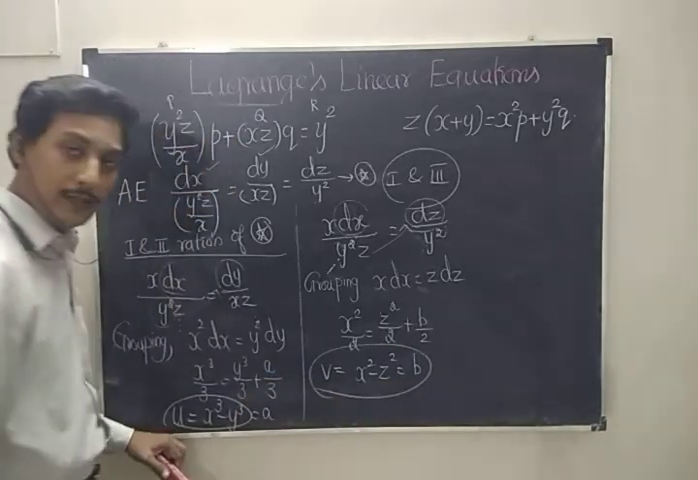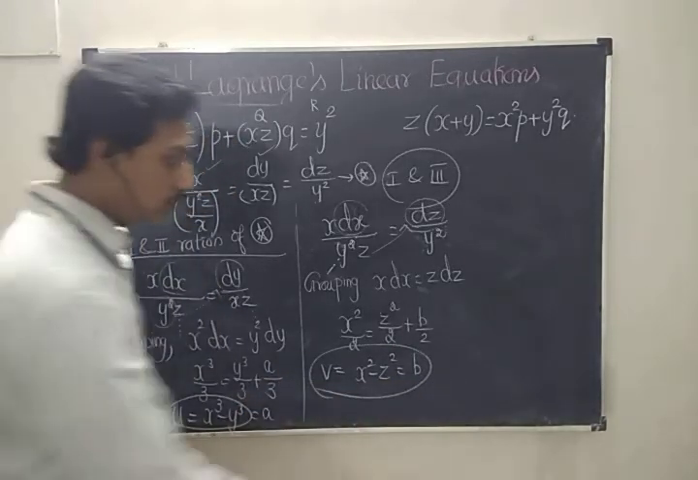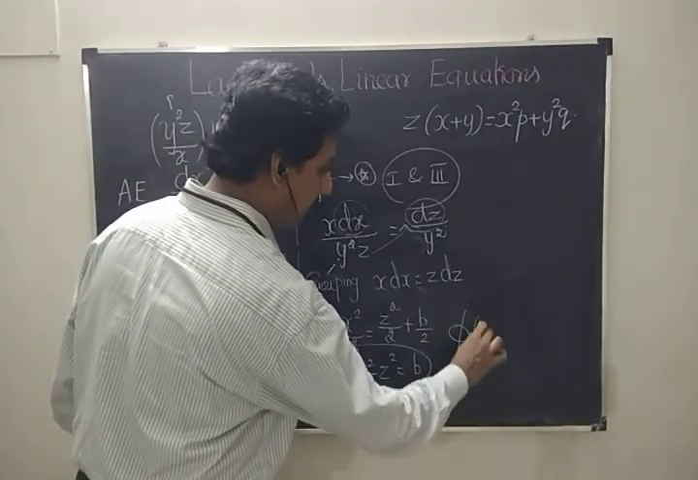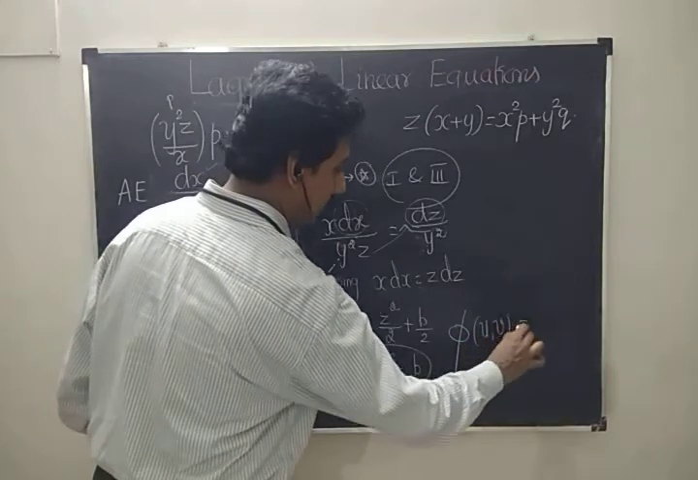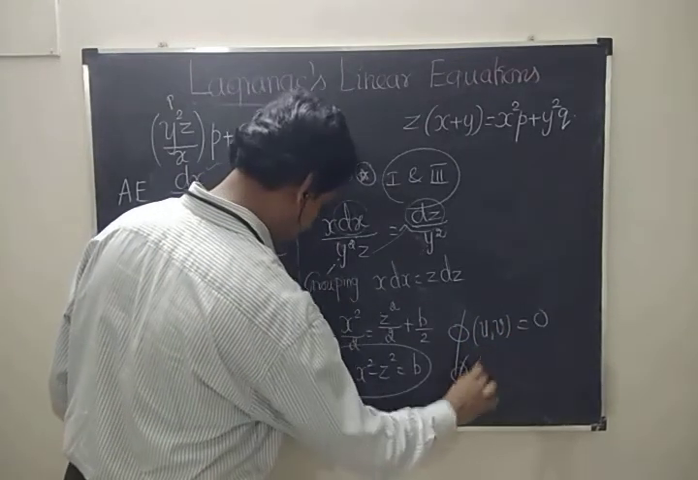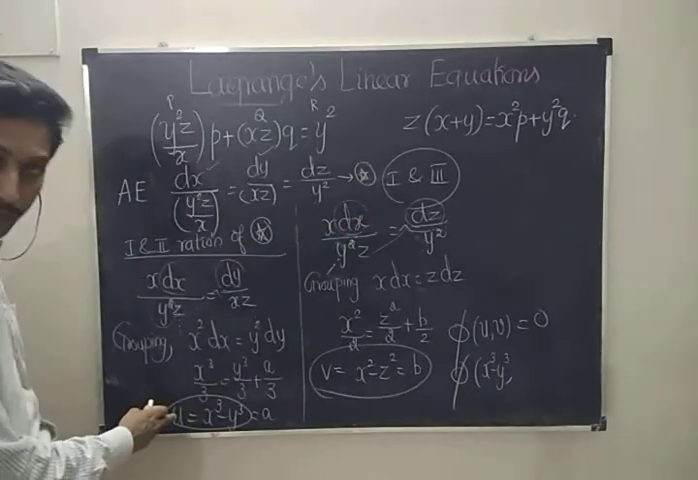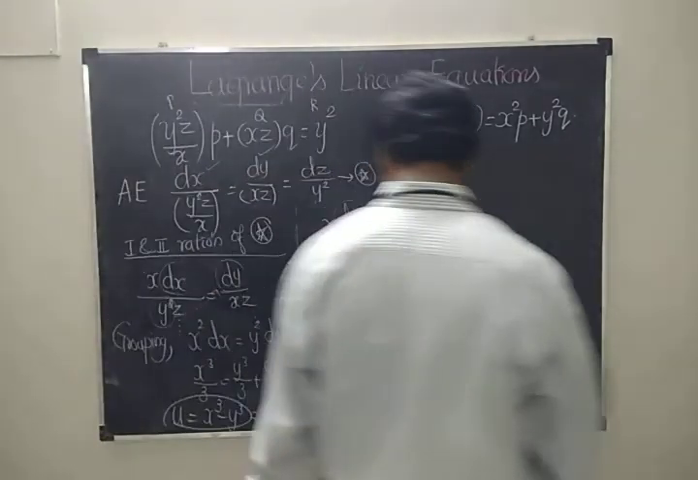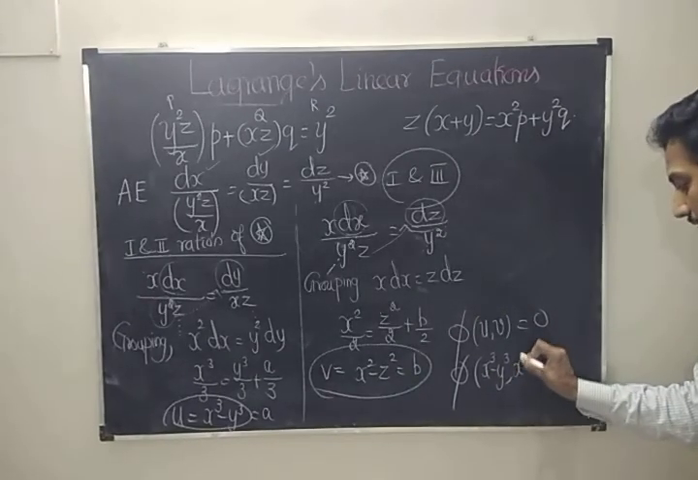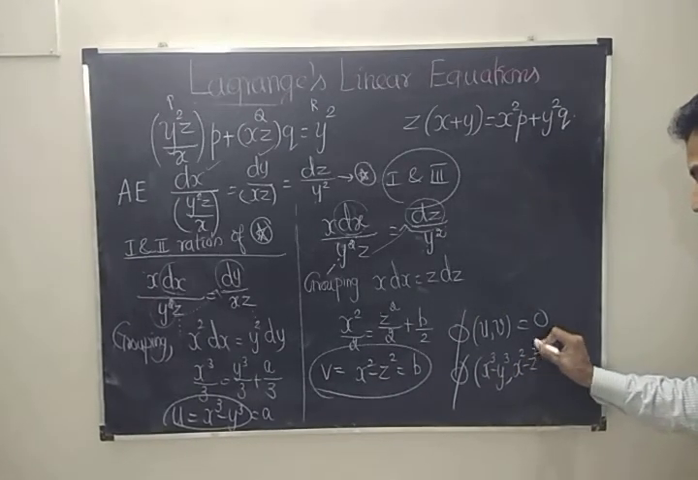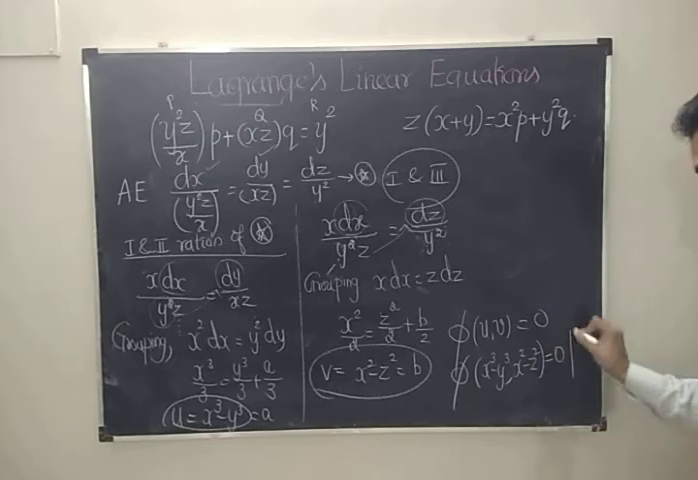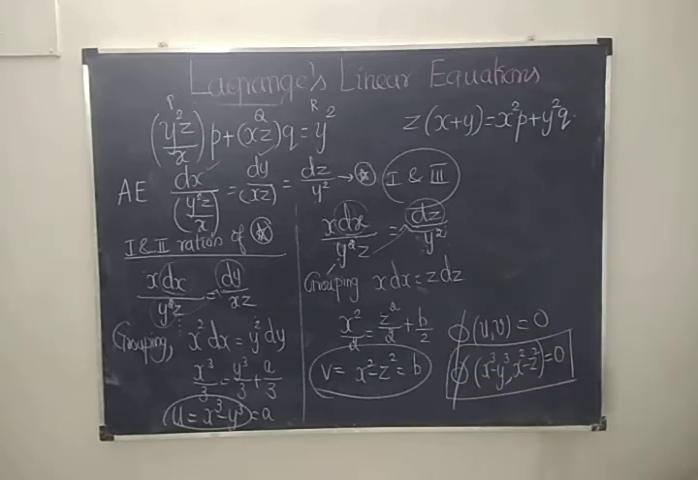So what is my required general solution? It is of the format phi of u comma v equal to 0. Let us substitute u is equal to x cube minus y cube, because this is the u, correct? And v is x squared minus z squared. So phi of x cube minus y cube, x squared minus z squared is equal to 0. So this is the required general solution. Clear?